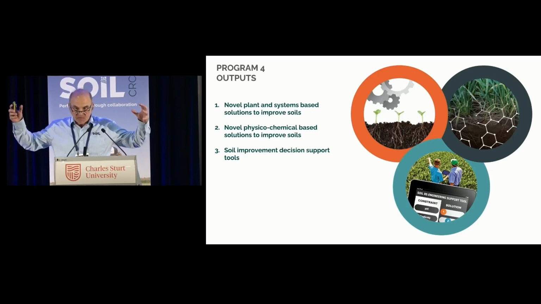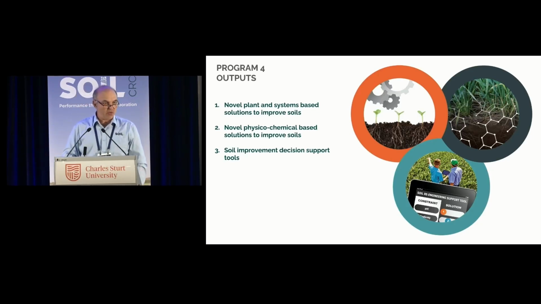And all of that is going to funnel down into our third output, which is around decision support tools. So if a grower has got an issue on their farm, what's going to be the best solution for managing that particular constraint? And we all know that most soils are constrained to some degree or another. There's no such thing in Australia as a perfect soil. They've all got some issues. So what's going to be some of the best management techniques for those constraints? And hopefully there will be some economic components with that as well.